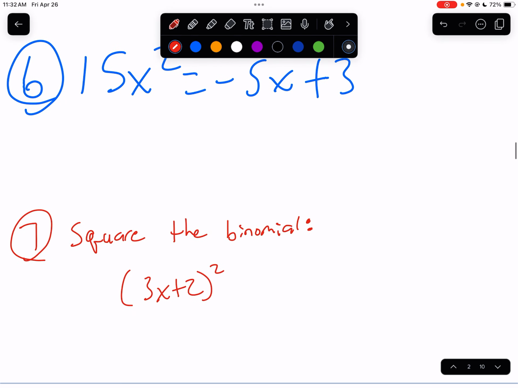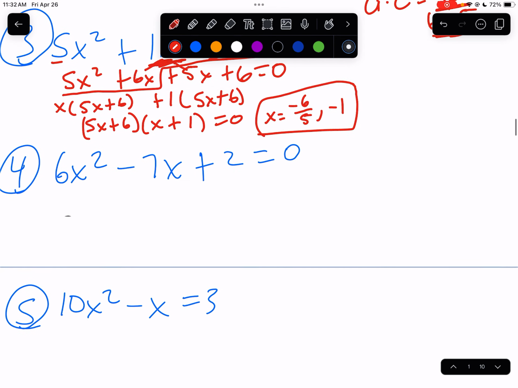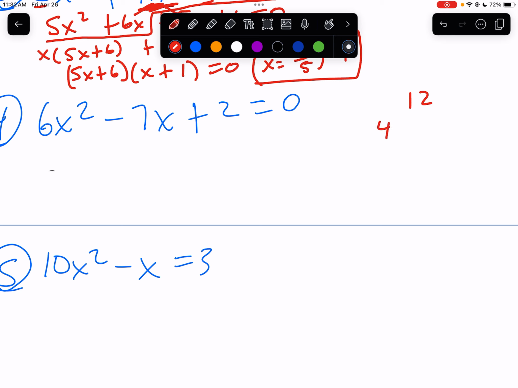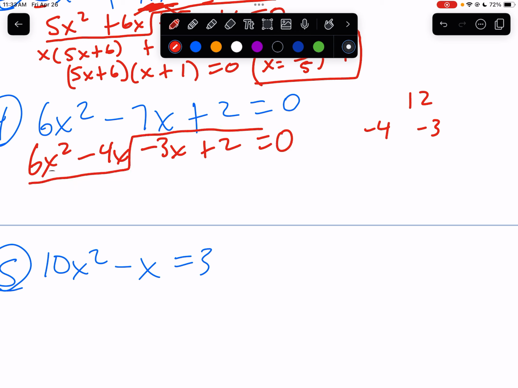So what I'm going to do is I'm going to quickly go through the rest of these. So 6 times 2 is 12. What factors of 12 add up to 7? That is 4 and 3. But it is negative 7, so I'm going to make it negative 4 and negative 3. So 6x squared minus 4x minus 3x plus 2 equals 0. Two teams. I always want to get this negative on the correct side of the zigzag. I'm going to pull out a 2x, leaving me with 3x minus 2.